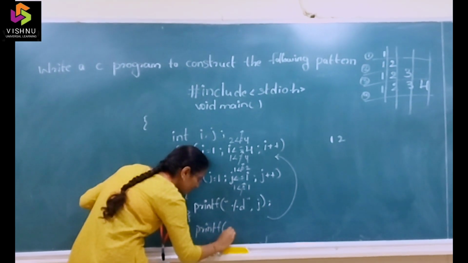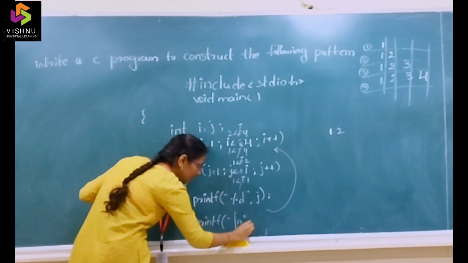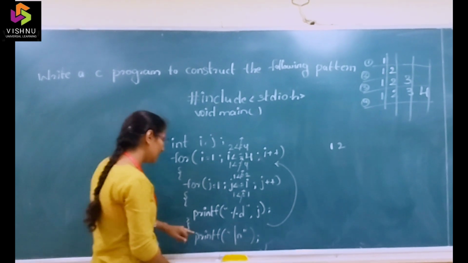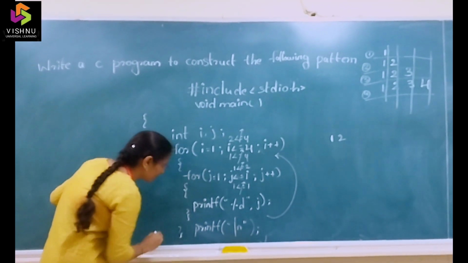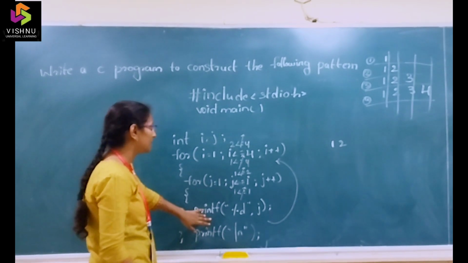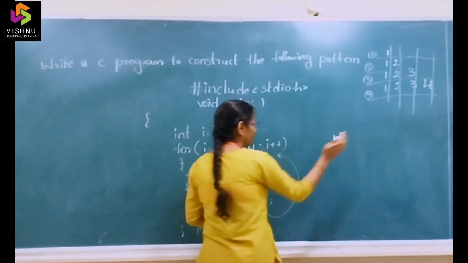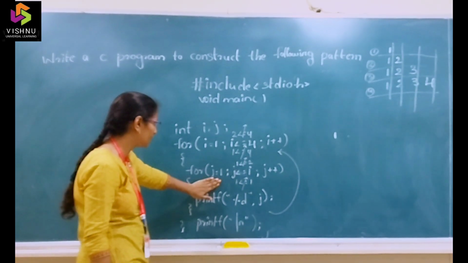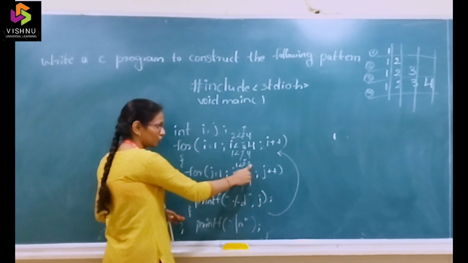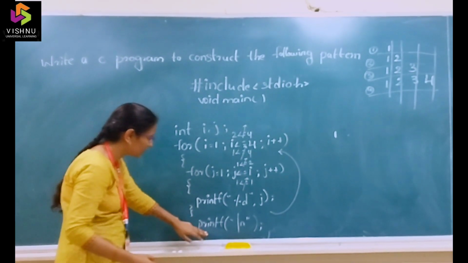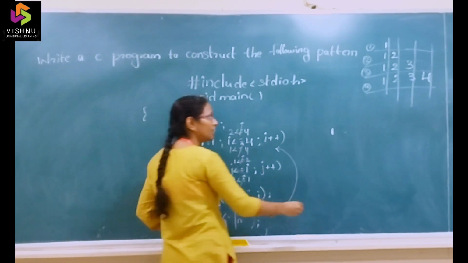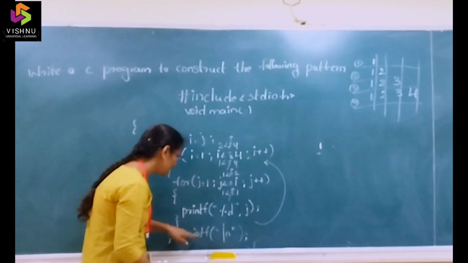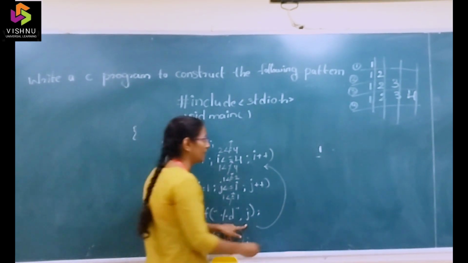printf of \n in order to go to the new line. So first the value of i is printed, right? 1. After incrementing, i value is 2, it enters the for loop, right? 1 is less than or equals to 2, which is true. Already the cursor moves to the new line, so it comes down. Now it prints the j value as 1 here.